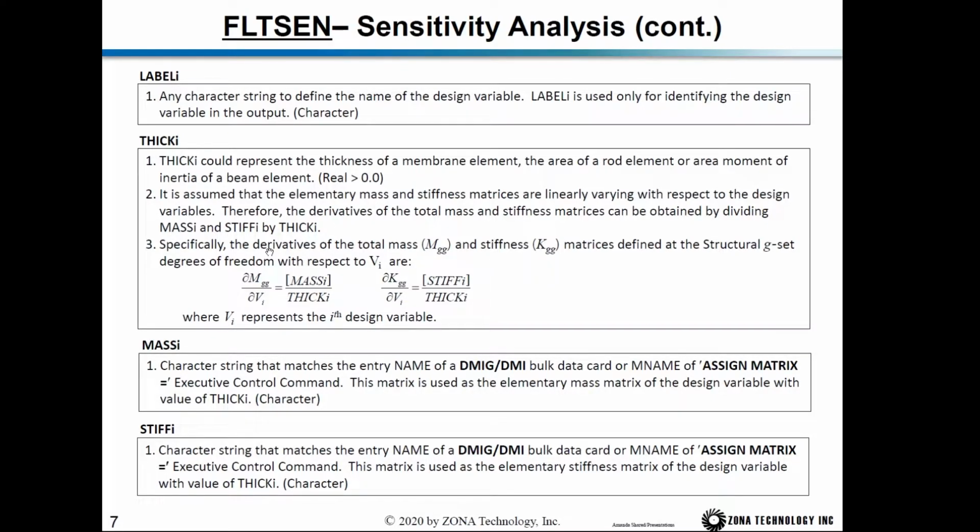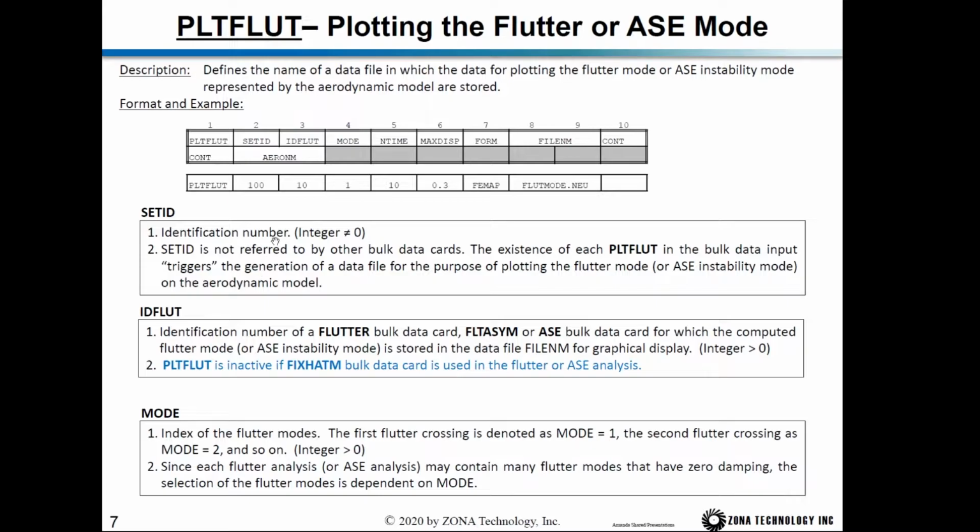So the program will calculate the sensitivity of the G-set mass and G-set stiffness with respect to the design variable. In this entry, it refers to a DMIG card or ASSIGN matrix-equal executive control command. This one imports the mass matrix in the G-set for an element or a group of elements, and this is for stiffness. PLOTTHRU card generates the flutter animation file, and it can be referred to by the FLUTTER card or ASC card.